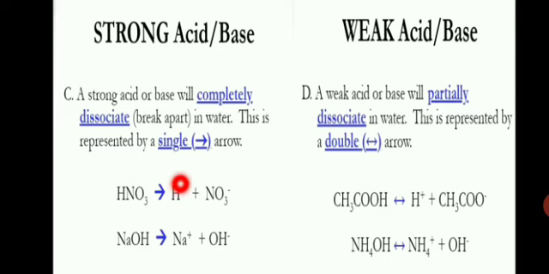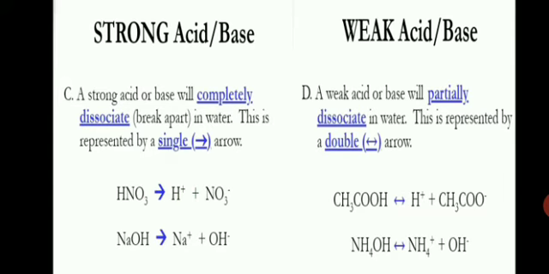HNO3 is dissociated into H plus and NO3 minus. NaOH is a base. When it is dissociated, it changes into Na plus and OH minus. So these are the two substances. One is a strong acid and another one is a strong base. So it completely dissociates. That's why it is represented by a single arrow.